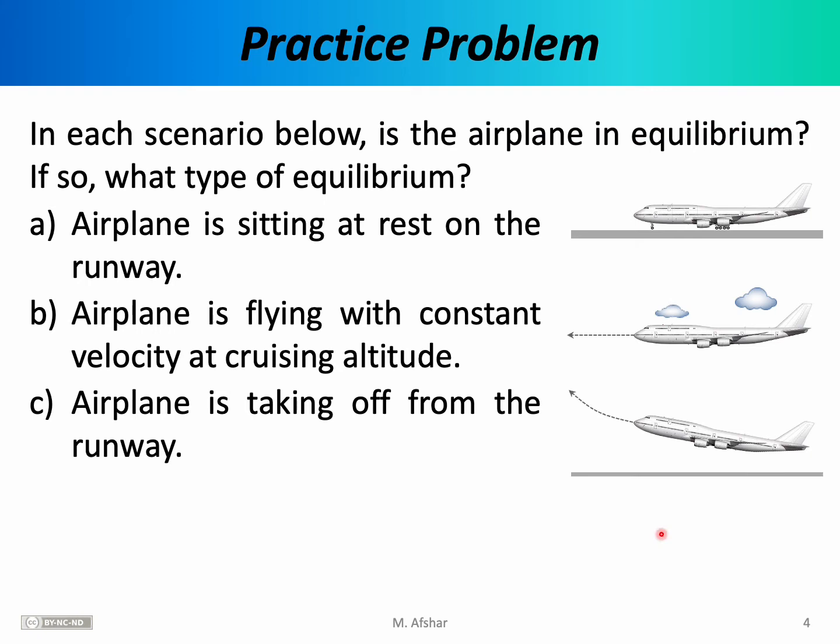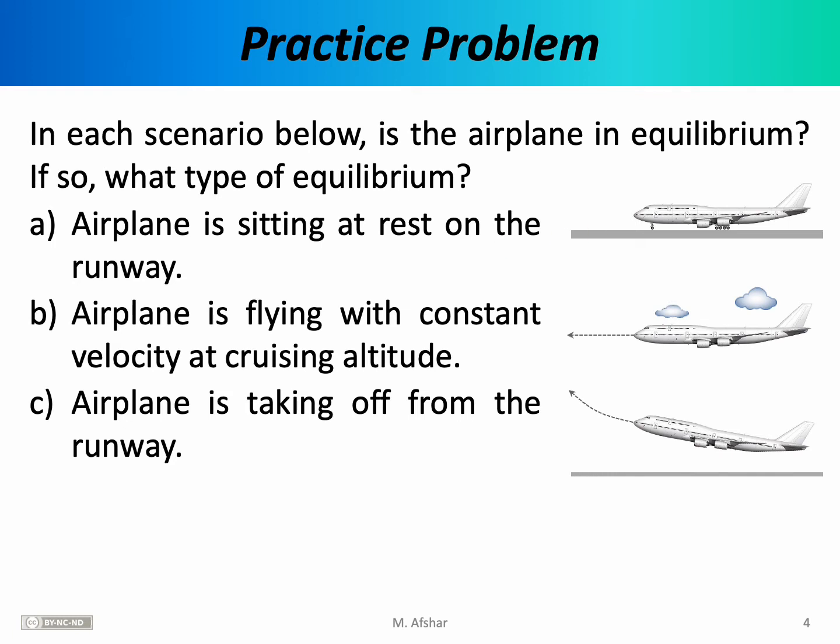Let's do a simple practice problem involving equilibrium. We have three scenarios involving an airplane here. In each scenario, is the airplane in equilibrium, and if so, what type of equilibrium? In scenario A, the airplane is simply sitting at rest on the runway.